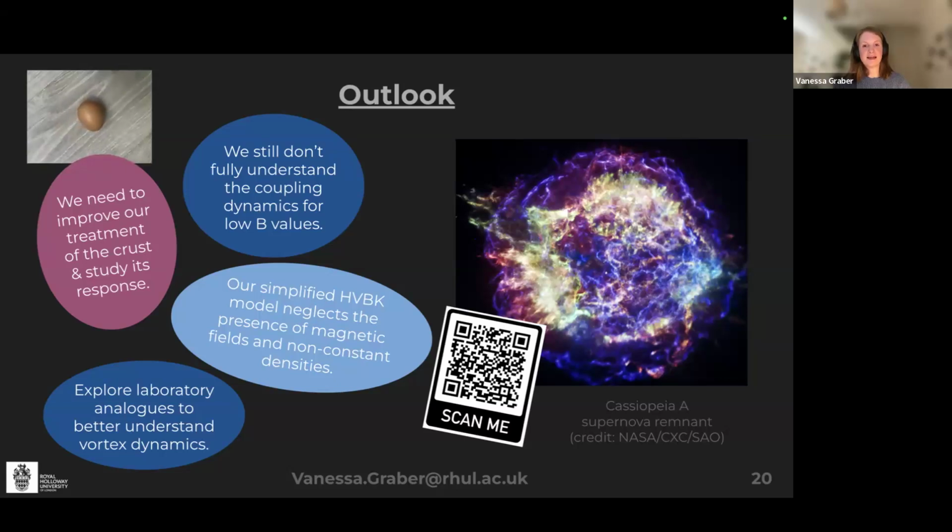Another thing that is relevant in the case of neutron stars, not so much for the lab systems, is that neutron stars are magnetized, as I said earlier. And they also have stratification. So we're trying to see how we can model this in a more realistic setup. And the last thing that I wanted to point out is that there is a lot of room for us to understand vortex dynamics on different scales better. And I think this is where lab analogs can help us a lot to build better neutron star astrophysics models.